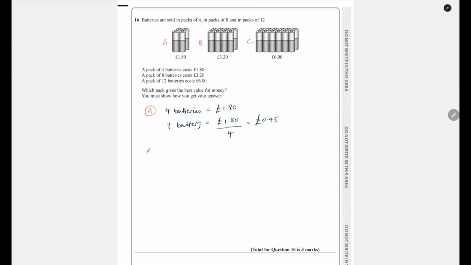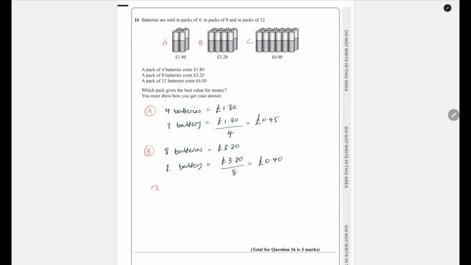For pack B, it's 8 batteries, which costs us £3.20. And so for 1 battery, it's going to be £3.20 divided by 8, which is equal to 40 pence. So right away we know that pack B is better for us.